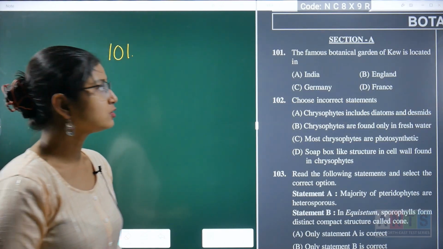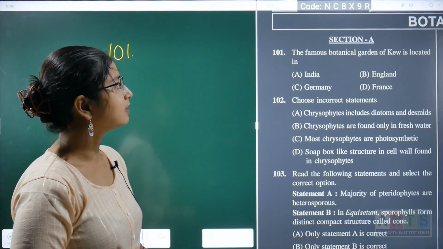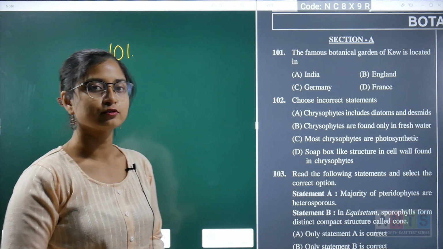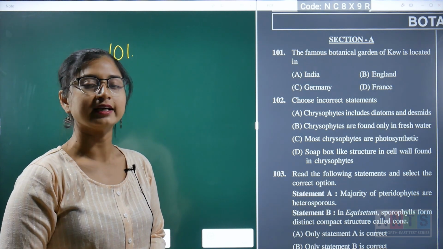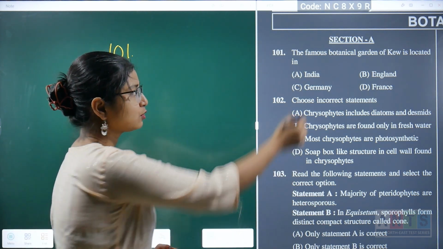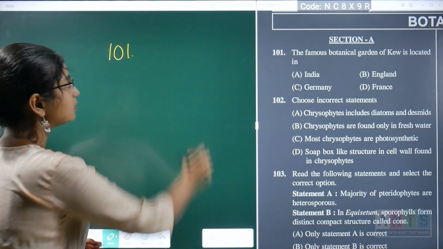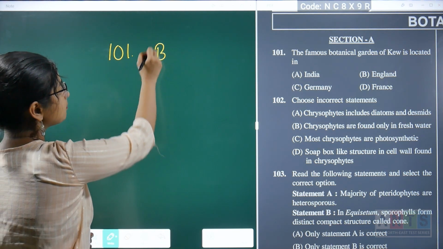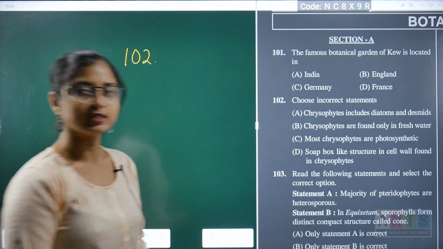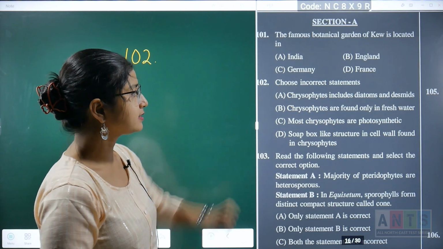Now, question number 101. The famous botanical garden of Kew is located in. So, the Royal Botanical Garden of Kew, that is located in England. So, going by that, question number 101, the correct answer should be option B. Question number 102. Choose incorrect statements.